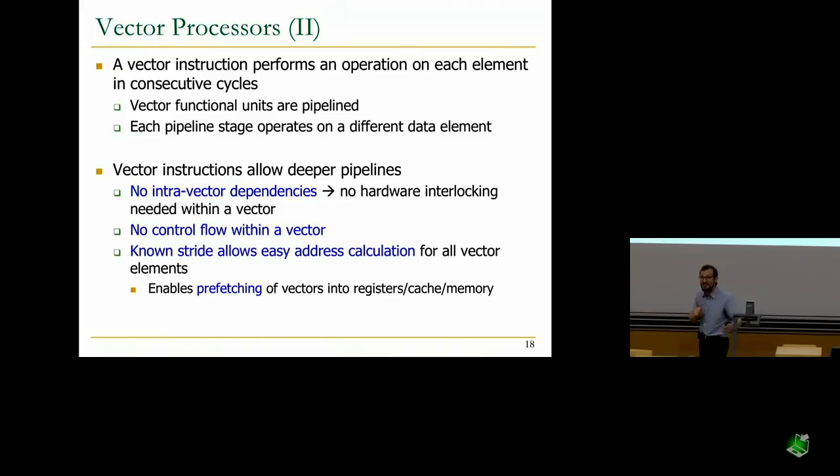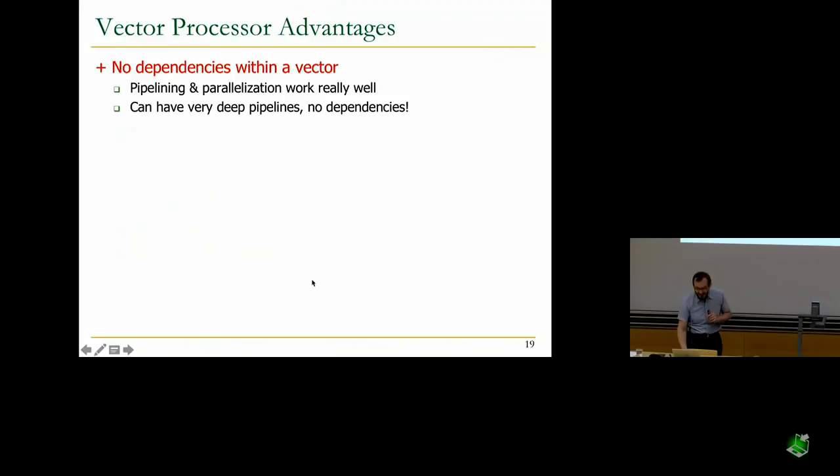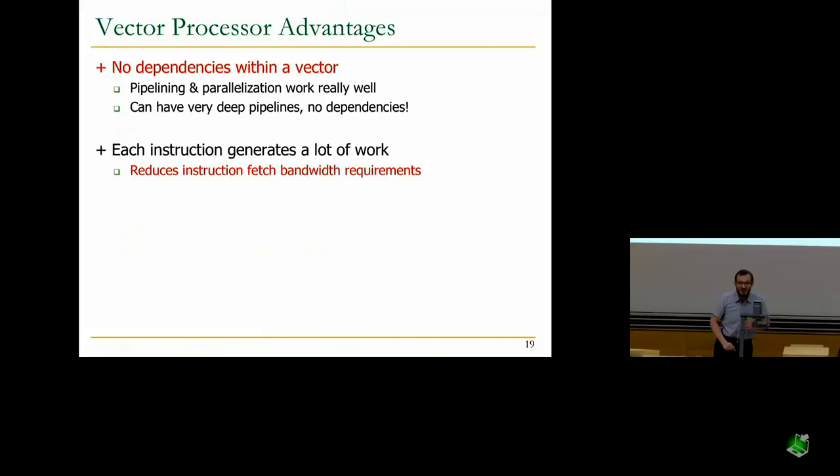Okay, let's talk about the advantages a little bit, and then we're going to go into more detail of how this really works. As I said, there are no dependencies within a vector. This way you can do deep pipelining and parallelization. Array processing is essentially parallelization of a vector, if you think about it in a different way. So you can have very deep pipelines and highly parallel machines. Each instruction generates a lot of work. The good thing is you just need to fetch the instruction once, and that instruction tells you to do a million things, or the vector length number of things. This way, you don't need to fetch the same instruction over and over.